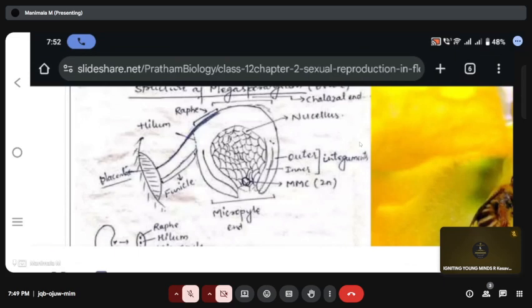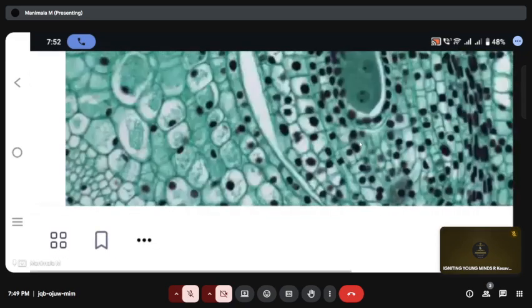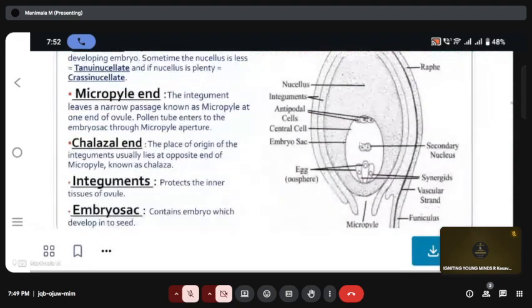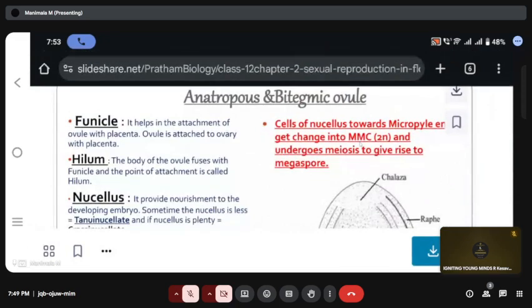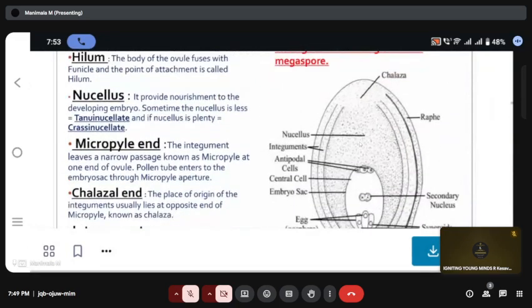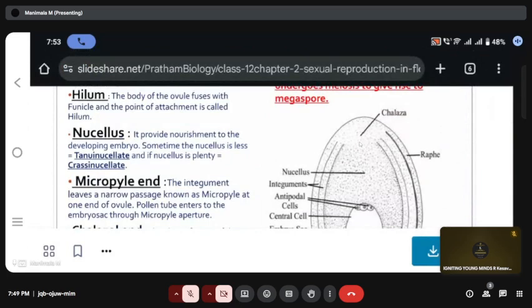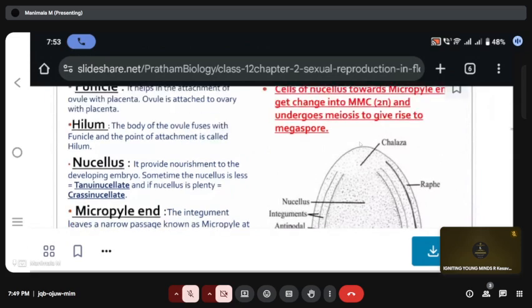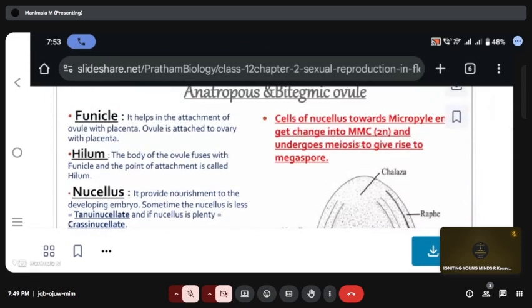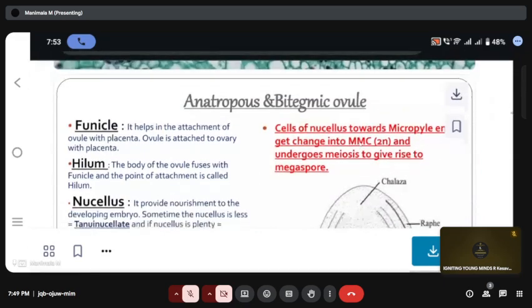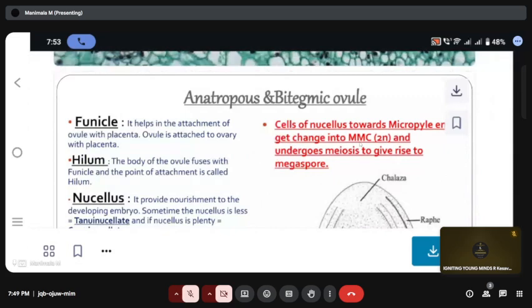So the next one we are going with is the structure of the megasporangium. If you see a megasporangium or ovule, where is it attached? To the placenta. Very good. So the megasporangium or the ovule is developed from the placenta in the ovary only.